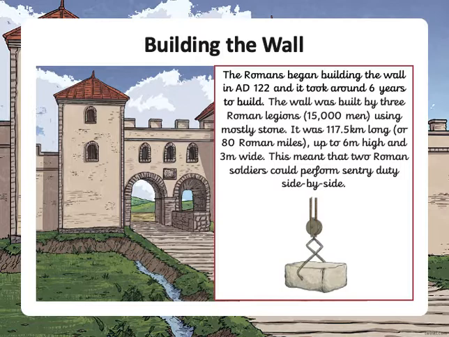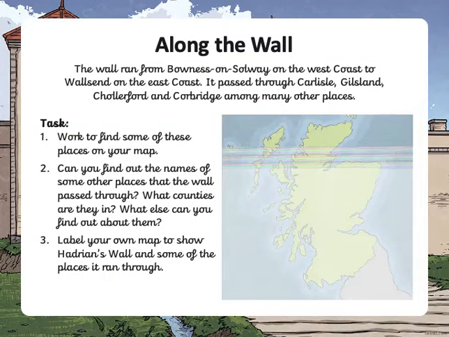That again is longer than I would be if I was lying down on the floor. This meant that 2 Roman soldiers could perform sentry duties side by side. So that means when they're guarding it, they could stand side by side and there'd be plenty of room for them both. Along the wall. The wall ran from Bowness-on-Solway on the west coast to Wallsend on the east coast. It passed through Carlisle, Gilsland, Chollerford and Corbridge, among many other places.